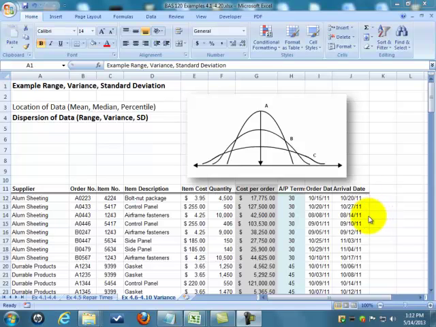Welcome back to BAS 110. We're going to look at a couple examples, 4.6 through 4.10.